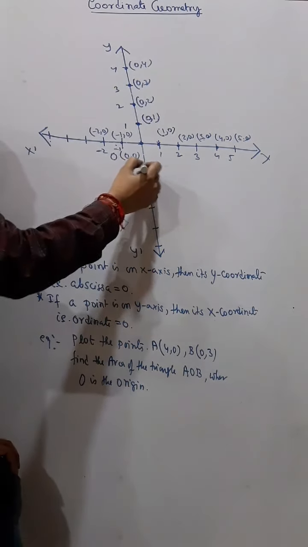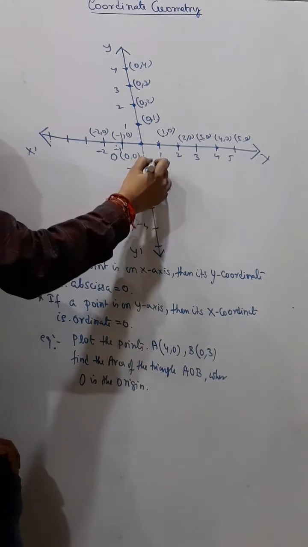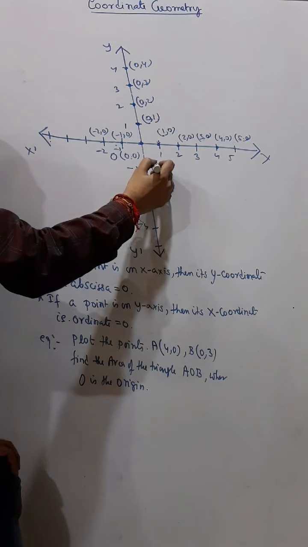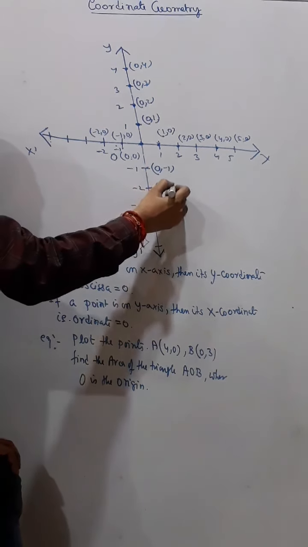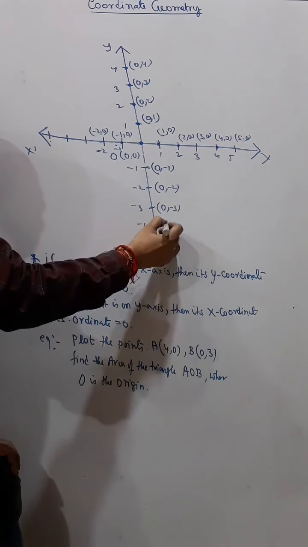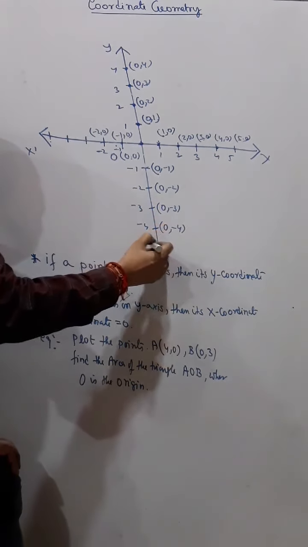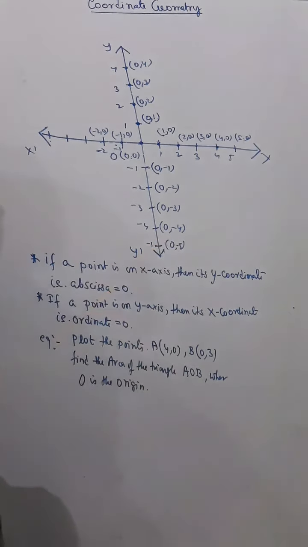Right? So here also this is -1, -2, -3, -4. So this coordinate will be 0, -1. This will be 0, -2. This will be 0, -3. This will be 0, -4. This will be 0, -5. Okay, understand? So these are very important. You have to understand all this.